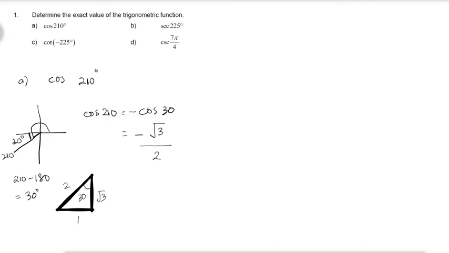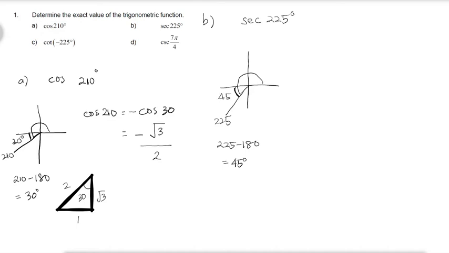For B, where we want to find secant 225 degree. Okay, sketch the degree. 225 will be until here. So to find the reference angle, we just need to minus 225 with 180. So you can find the reference angle as 45 degree. So the reference angle is 45 degree.